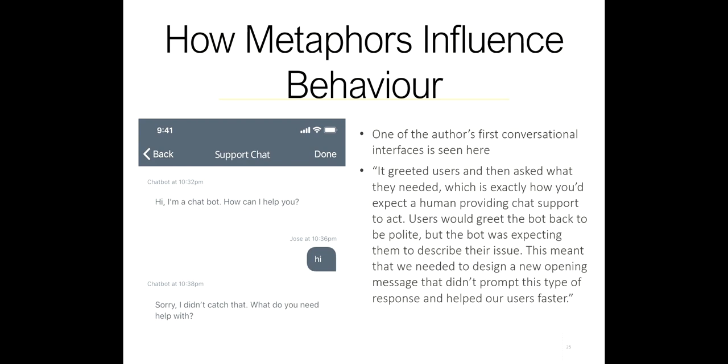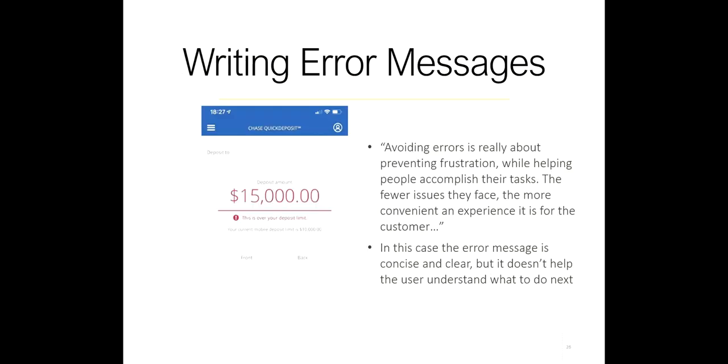Coming back to the book, you also want to talk about writing effective error messages. And again, from the book, avoiding errors is really about preventing frustration while helping people accomplish their tasks. The fewer issues they face, the more convenient an experience it is for the customer. So in this case, the error message is concise and clear, but it doesn't help the user understand what to do next. So in this particular case, it's Chase Bank.